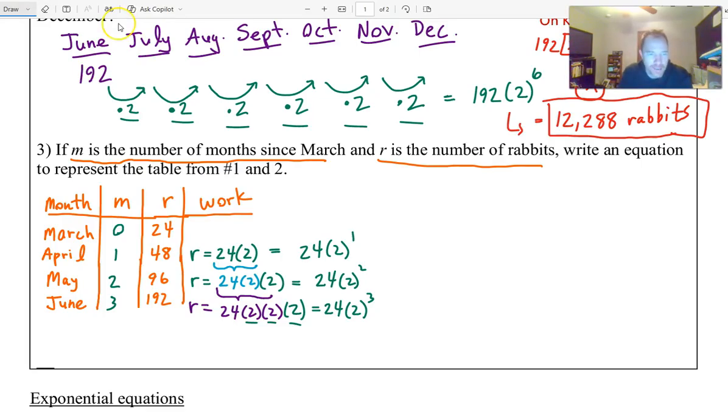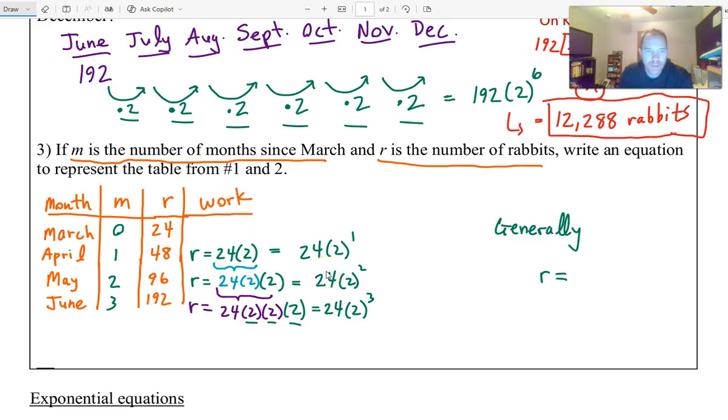So pause it there. See if you can spot anything. See if you can generalize to say, what if we just generally wanted an expression for R? If I was going to tell you, 12 months since March, or 15 months, or 20 months since March, M is 20, could you come up with a way to calculate R? So pause the video if you haven't there.